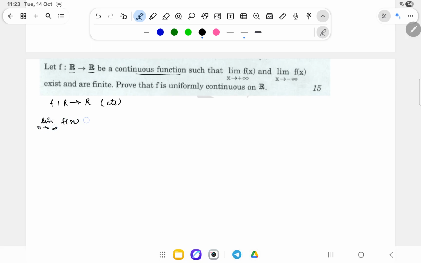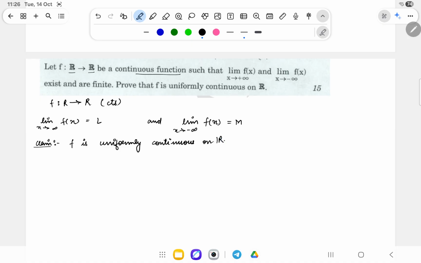So it says that the limit as x approaches infinity of f(x) exists and is finite. So let us assume that it is equal to L. And it also says that the limit as x approaches minus infinity of f(x) also exists and is finite. So let's assume that it is equal to m. So our claim is we are supposed to prove that whenever these conditions hold, the function f(x) is also uniformly continuous on R. That's what we are supposed to prove.